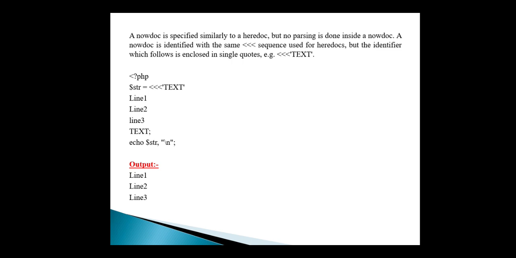So here the same program you can see, the variable is $str equals, I have given the nowdoc, that is within single quotes. Then I have given the text, that is line 1, line 2, line 3 and I have entered that text. Then echo $str, so the output will be the same, line 1, line 2, line 3. Between the text those particular values will be displayed.